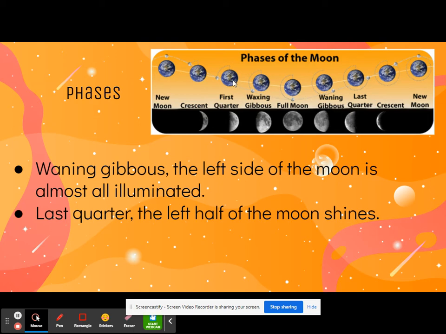So here's a question. Are you ready? How much time is there between a first quarter and a last quarter? Two weeks, okay? Because each quarter takes about a week. So new moon to first quarter is 1 week. First quarter to full is 1 week. Full to last quarter is 1 week. So if I went from first quarter to last quarter, well, look, first quarter, full, last quarter. Yes?